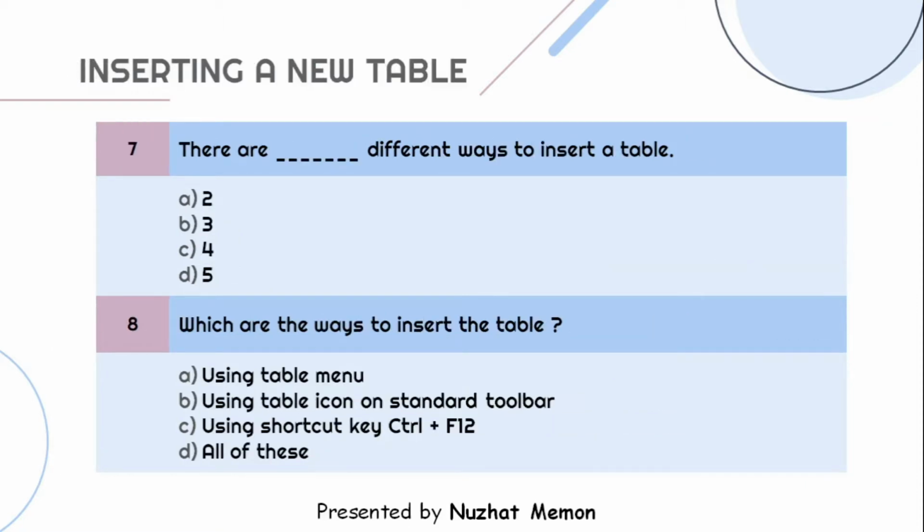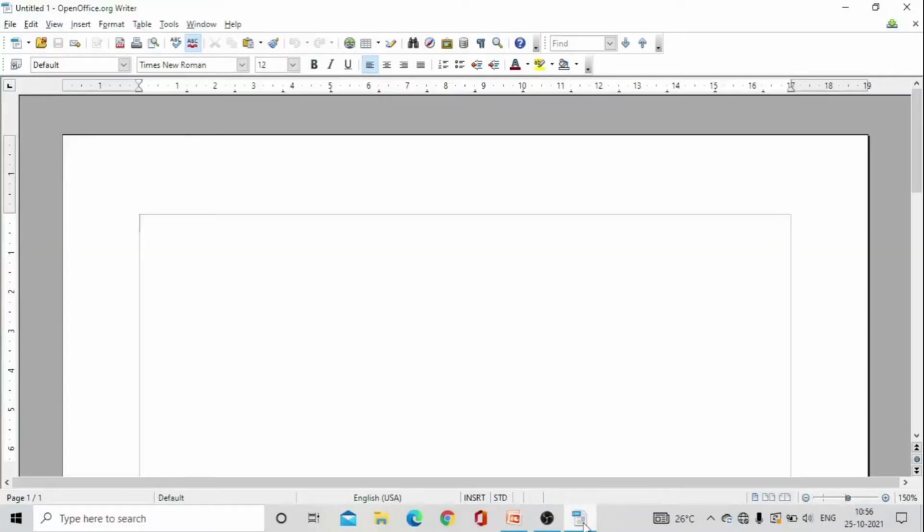Next question is 7. There are dash ways to insert a table. So there are 3 different ways to insert a table. Which are they? We will see. First is using the table menu. Second is using the table icon on the standard toolbar. And third is using the shortcut key Ctrl plus F12. So here the correct option will be all of these, that is D. Now we will see these 3 methods in our word processor, that means in OpenOffice Writer.